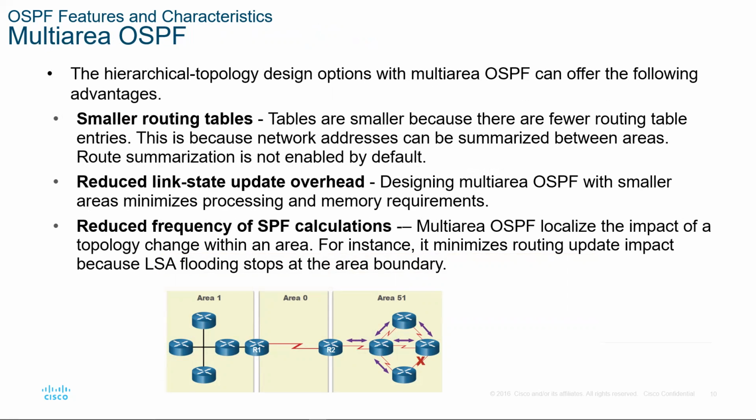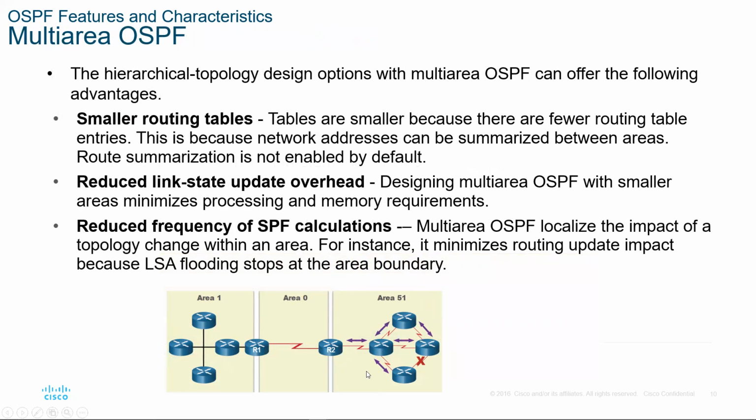Okay, so here's the benefit of each area being connected together. So you get smaller routing tables because we don't have to have every single link or network in our routing table, because as I said, each area is summarized. The link state updates are reduced because they're only within the area.